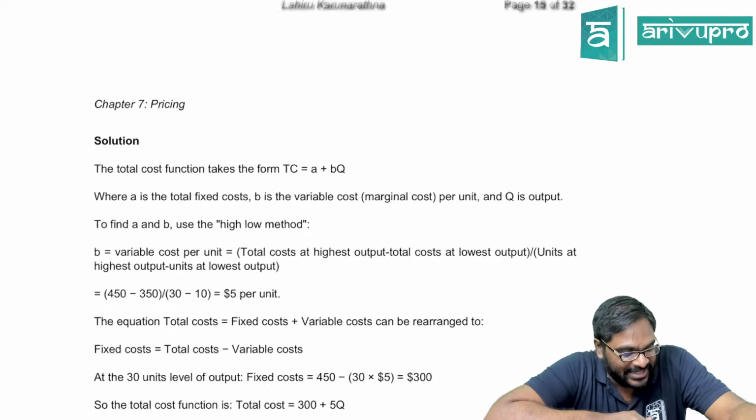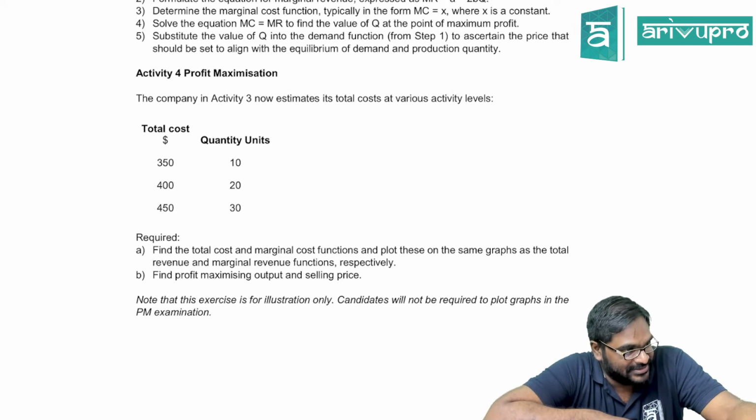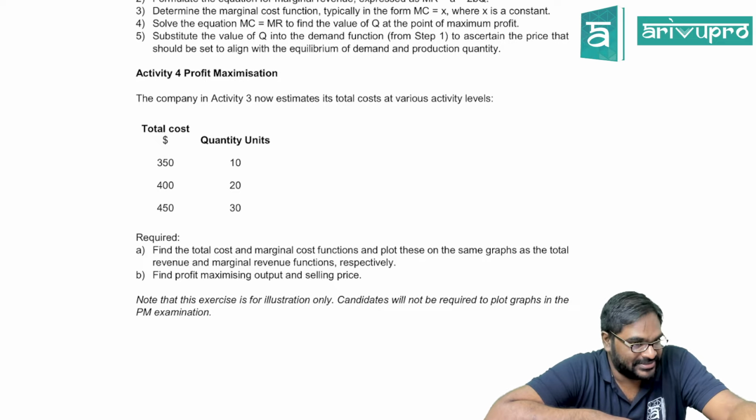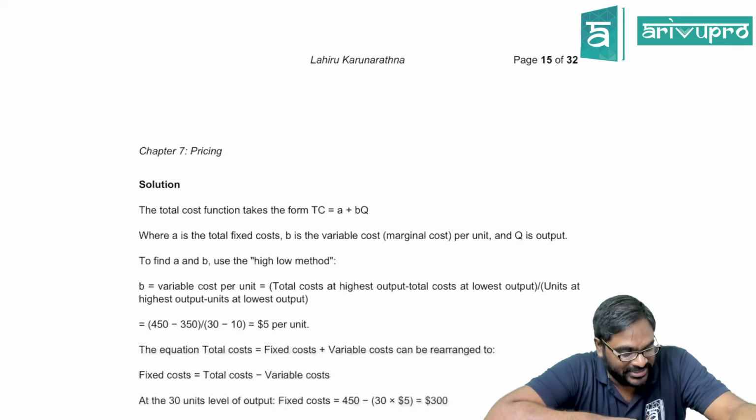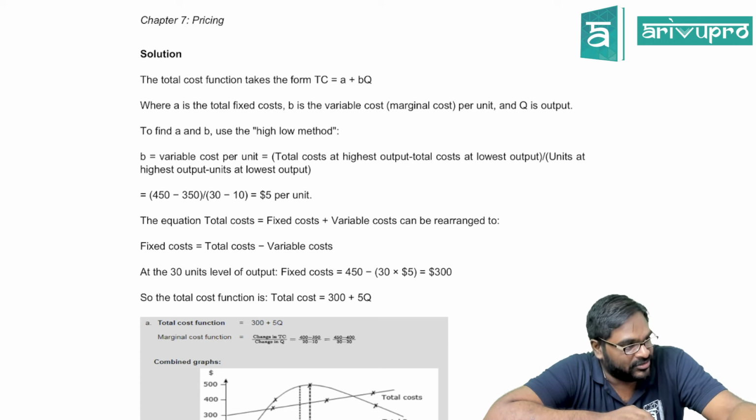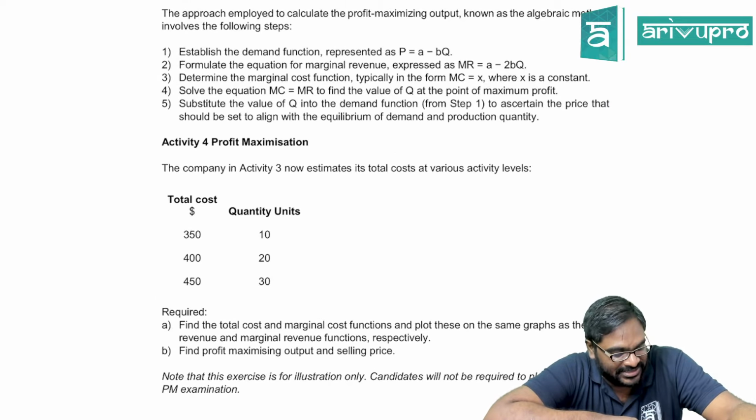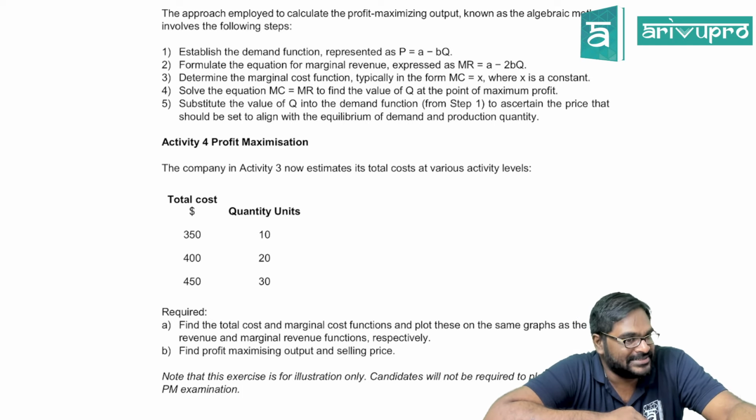So what is our highest cost point here? 450. What is our lowest cost point? 350. So what we took? 450 minus 350, divided by the movement in output. At the highest point it's 30, at the lowest point it's 10. So the movement is 20.